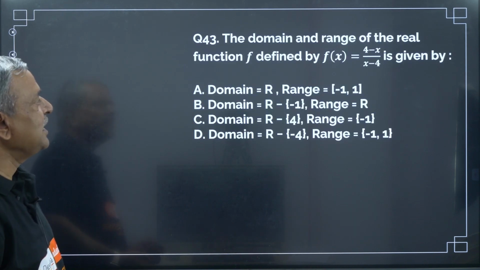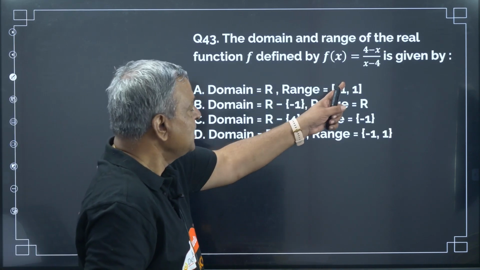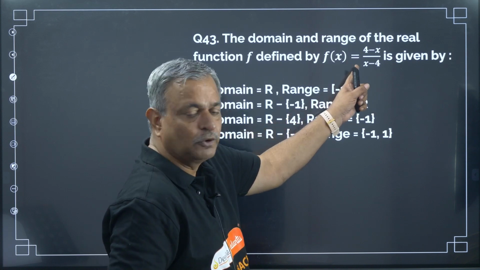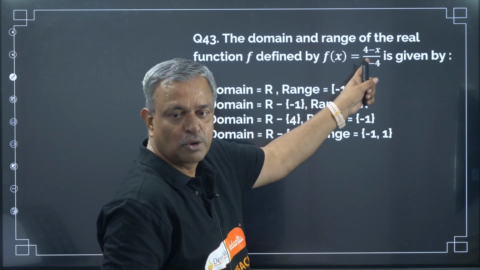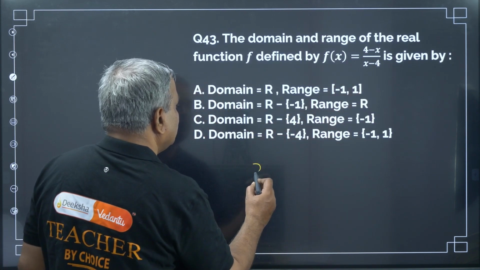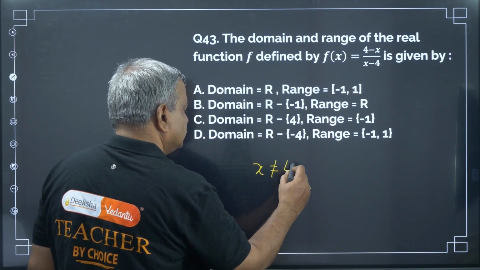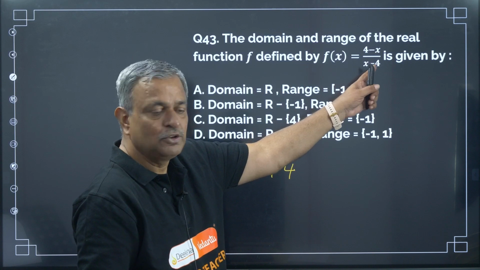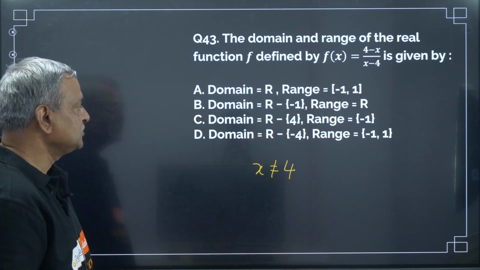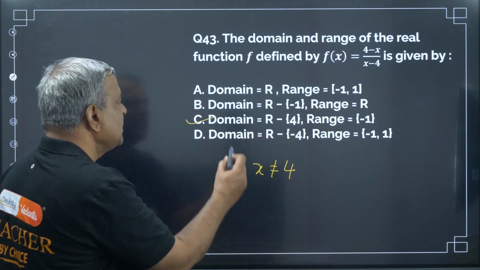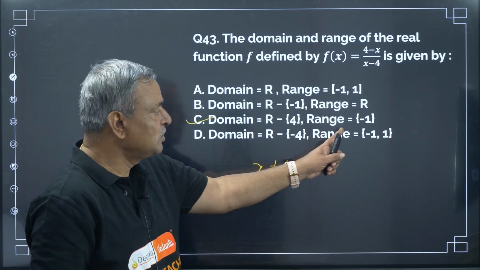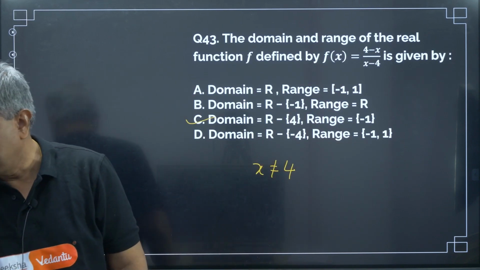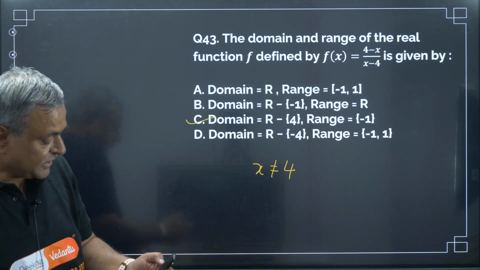The domain and the range of this function. Clearly, if you see, x is not equal to 4. If x equals 4, what happens? 0 by 0 form. X is not equal to 4. Okay, if you simplify, you are getting minus 1. So it says x is not equal to 4. Option C: domain all real numbers minus 4, range is equal to minus 1. Yes, option C is correct.